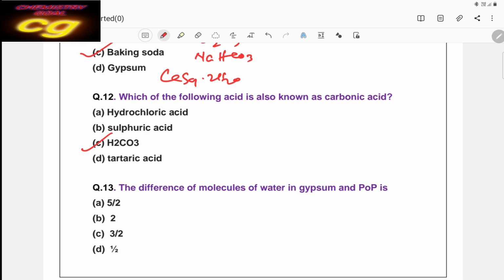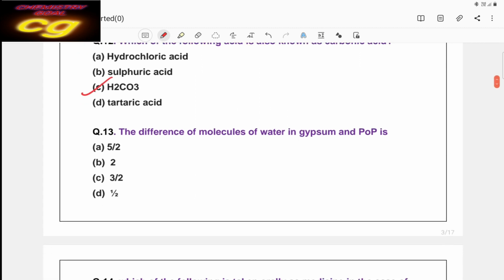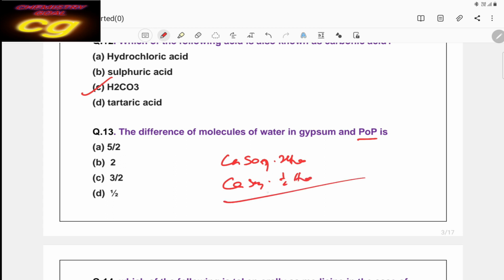H2CO3 is called carbonic acid. The difference of molecules of water in gypsum and POP, plaster of Paris: gypsum is calcium sulfate with 2 water molecules, and POP is calcium sulfate with half a water molecule. So the difference is 2 minus a half, that is how much? 3/2. The answer is 3/2. This is answer C.